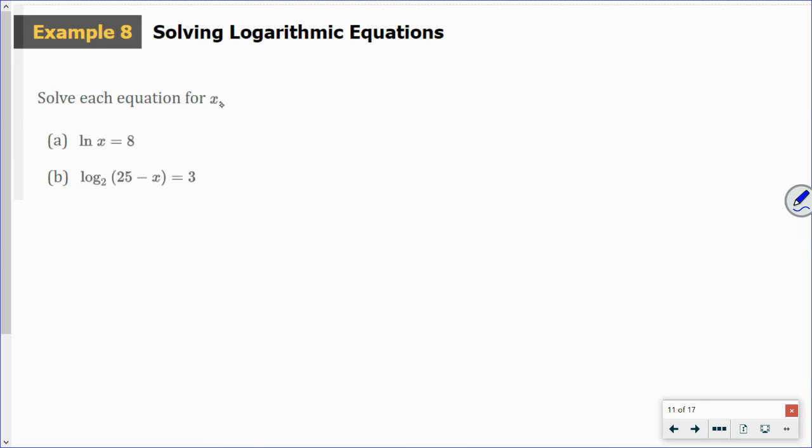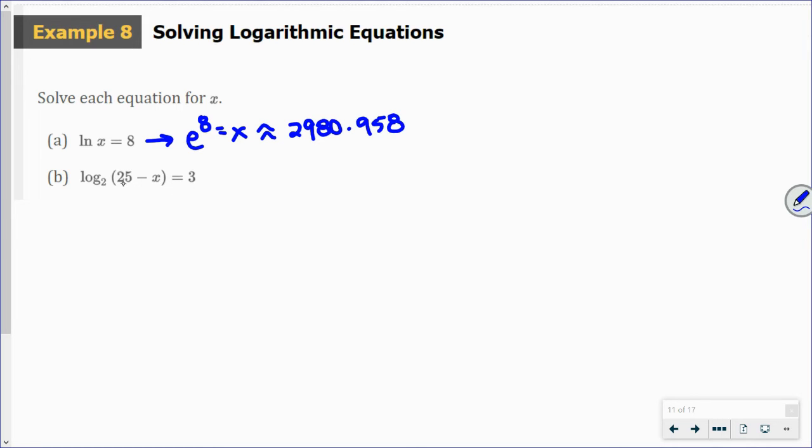Solve each equation for x. Okay, so this is in logarithmic form. We're going to go ahead and rewrite it. This is isolated, so if we rewrite it exponential, that base is e. So this would be e to the 8 equals x. And if I put that into the calculator and estimate it, that would be about 2980.958.